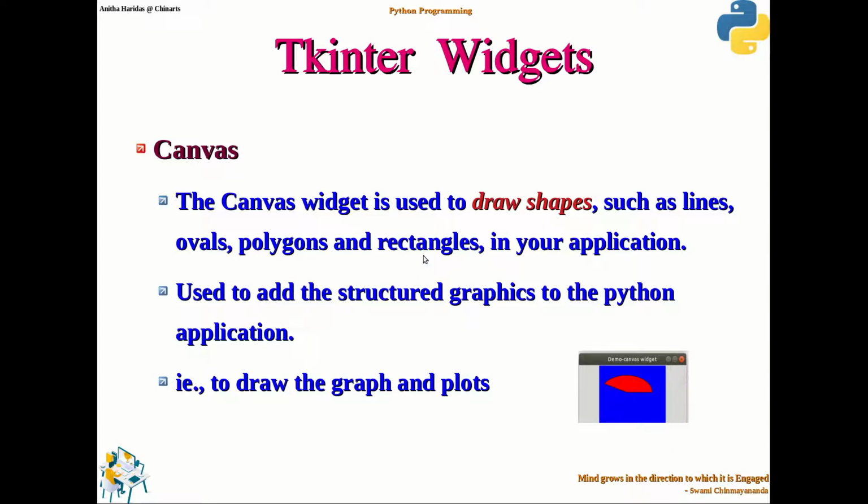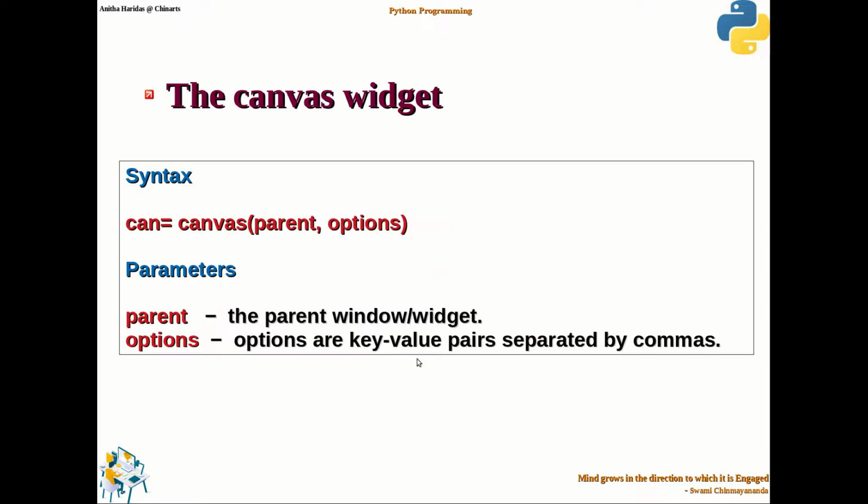So rectangles, polygons, ovals, these are the structured graphics that are available. And if you want to add those structured graphics, you can use the canvas widget, right? So if you want to draw a graph, or plot a graph, for all these things you can use this canvas widget.